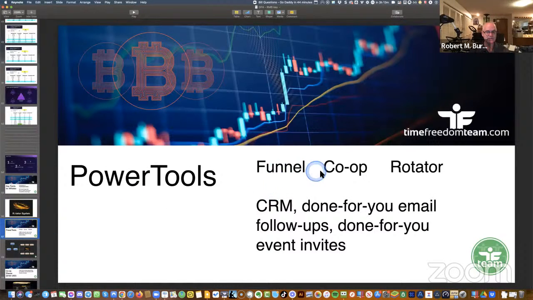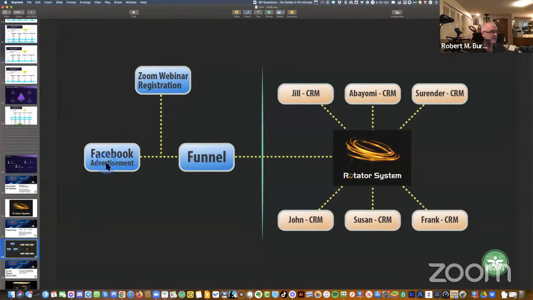But what this does is it's a funnel, a co-op, and then it rotates the leads into a customer relationship manager, a database that manages your leads. This is how professional salespeople do things. This is the system that we've got in place. Again, you don't have to do this. It's optional.